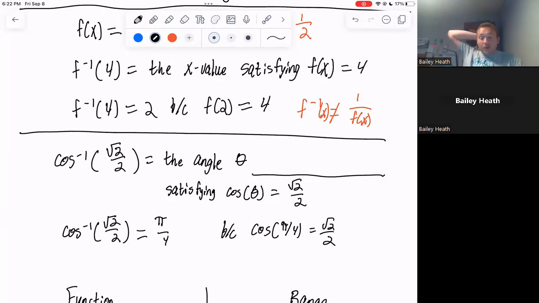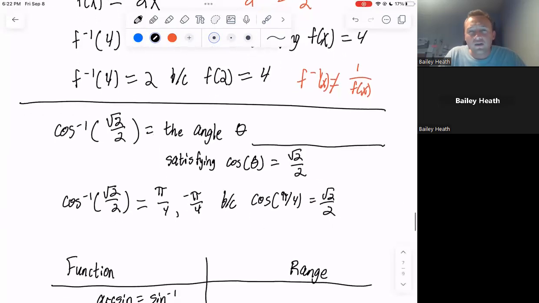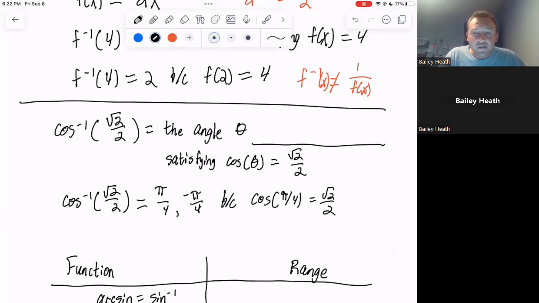Now, you might have noticed, well, obviously you noticed, I said it out loud, and we put a blank here. That's because if you have a friend, your friend might come up to you and say, well, actually, the answer is -pi over 4, because cosine of negative pi over 4 is also equal to root 2 over 2. So like actually they're both right.